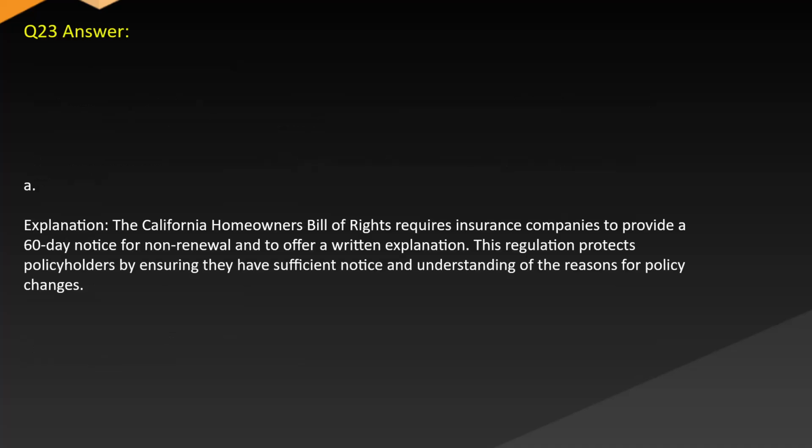Answer A. Explanation. The California Homeowners Bill of Rights requires insurance companies to provide a 60-day notice for non-renewal and to offer a written explanation. This regulation protects policyholders by ensuring they have sufficient notice and understanding of the reasons for policy changes.